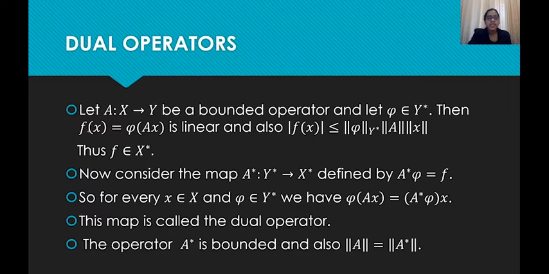So if we consider F of x is equal to phi of A of x, this is clearly linear. There is no doubt in that. Why? Because F of x plus y will be equal to phi of A of x plus y. A of x plus y can be separated, right? Because both are linear functions. So the linearity of F is clear.